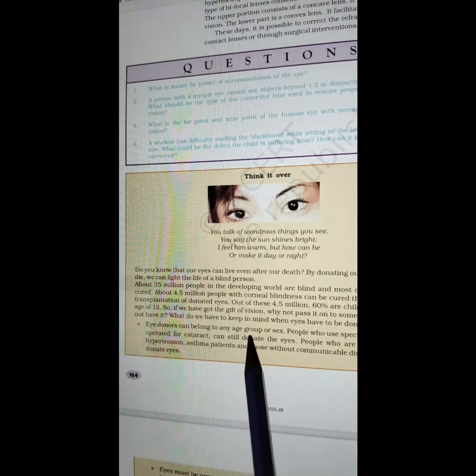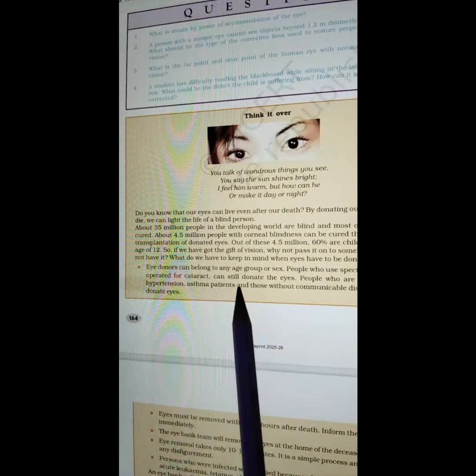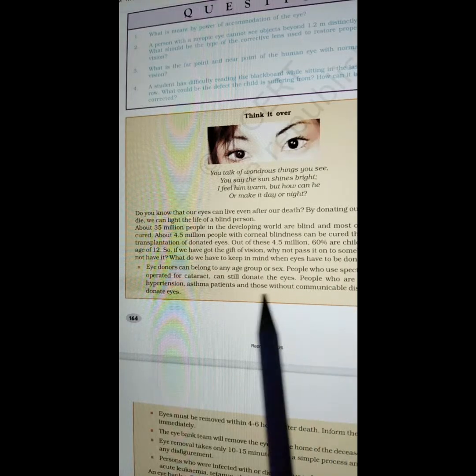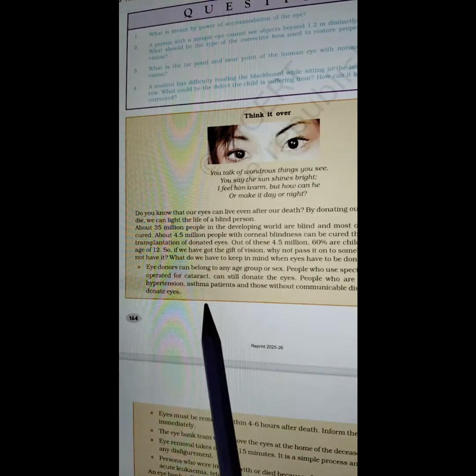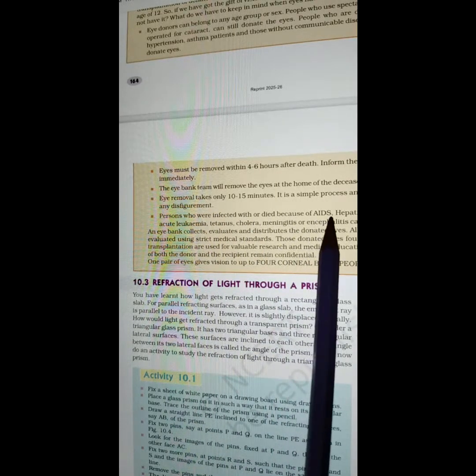What do we have to keep in mind when eyes have to be donated? Eye donors can belong to any age group or sex. People who use spectacles or those operated for cataract can still donate their eyes. People who are diabetic, have hypertension, asthma patients, and those without communicable diseases can also donate their eyes. Eyes must be removed within 4 to 6 hours after death. Inform the nearest eye bank immediately. The eye bank team will remove the eyes at the home of the deceased or at the hospital. Eye removal takes only 10 to 15 minutes. It is a simple process and does not lead to any disfigurement.